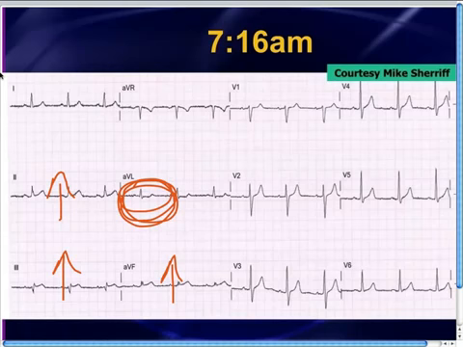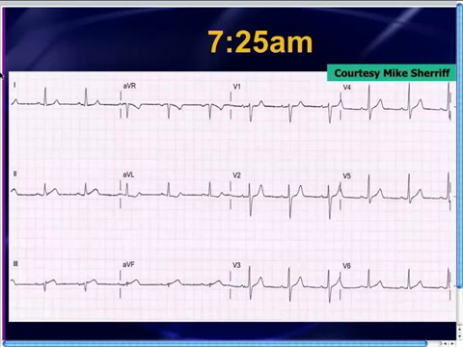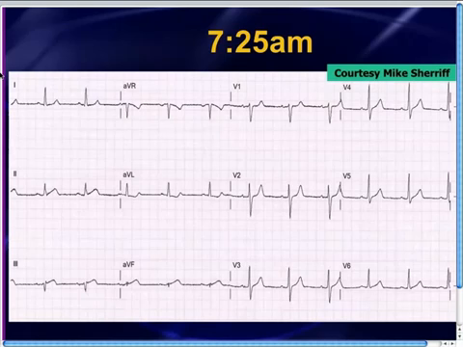So that's what he did. Nine minutes later, that's how quick Mike was working, he repeated that 12-lead EKG, and what do you know? AVL is looking worse. Now, if you look at the inferior leads, there's still no more ST segment elevation than there was in the first EKG, but there is a significant change.